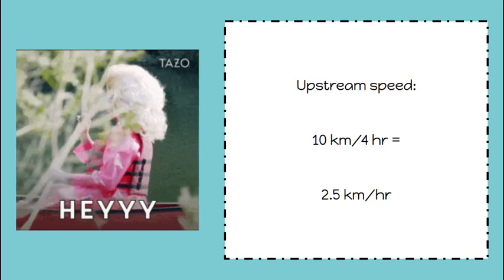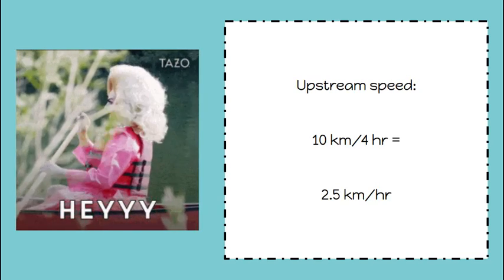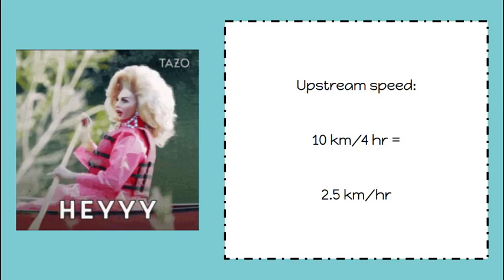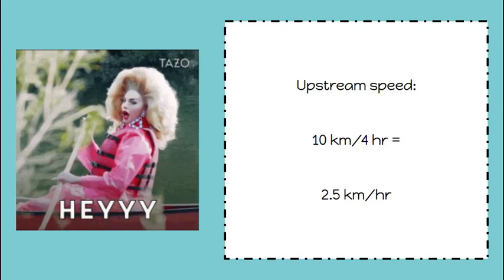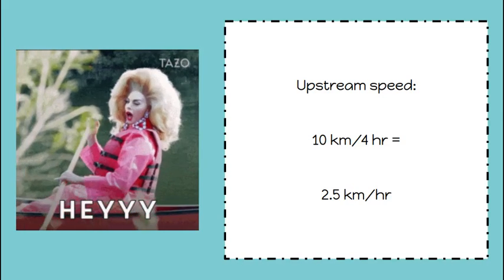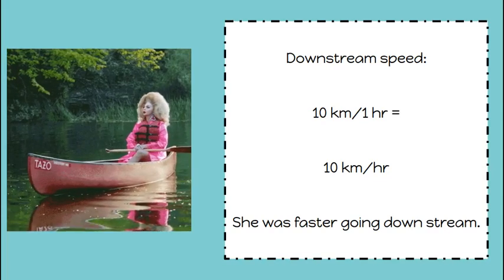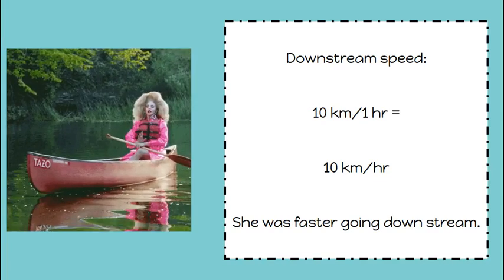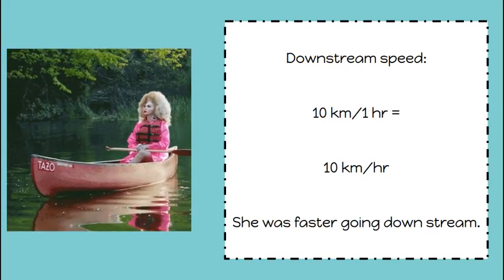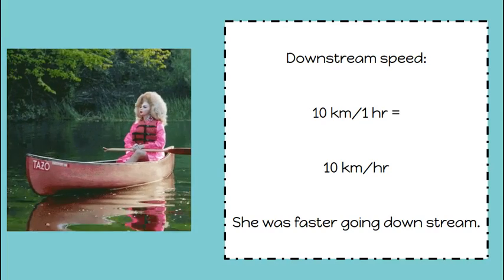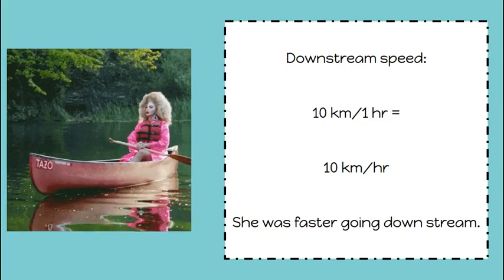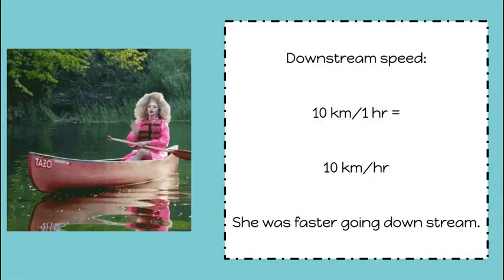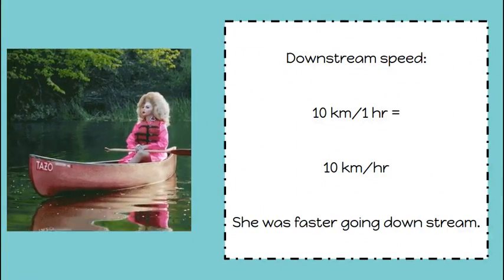So going upstream, if we take that 10 kilometers and divide by the 4 hours it took, it was 0.25 kilometers an hour to go upstream. That same trip going back downstream was 10 kilometers and it took 1 hour. So 10 divided by 1 is 10 kilometers an hour. So we now have proof that she was going faster downstream.